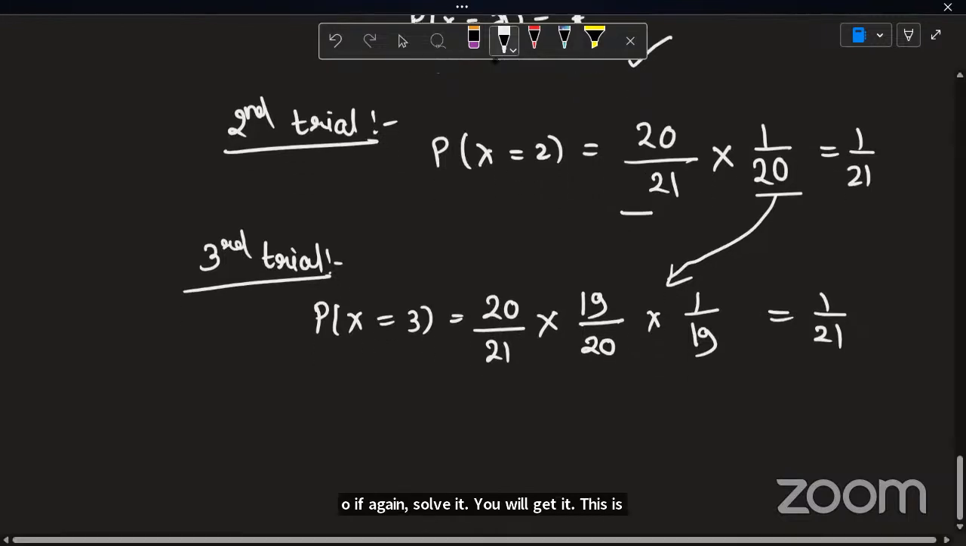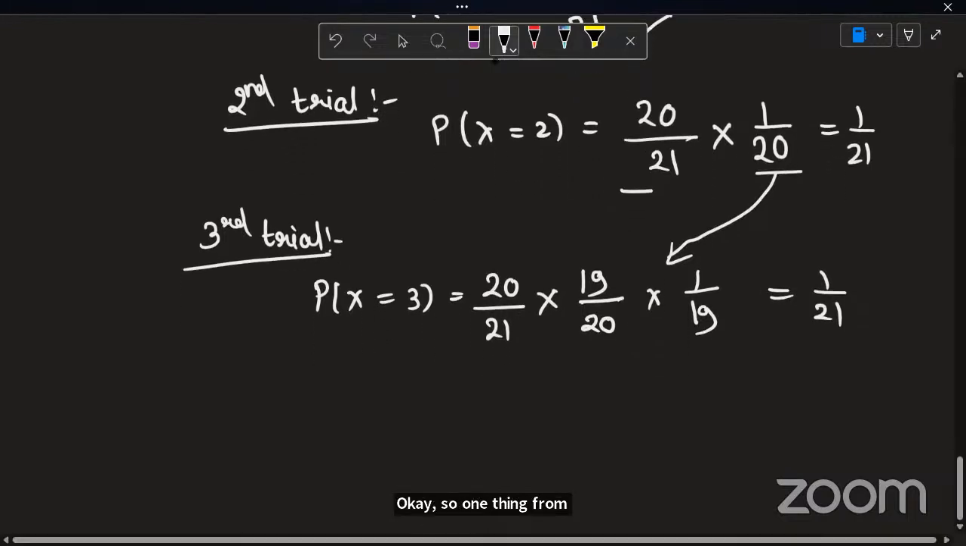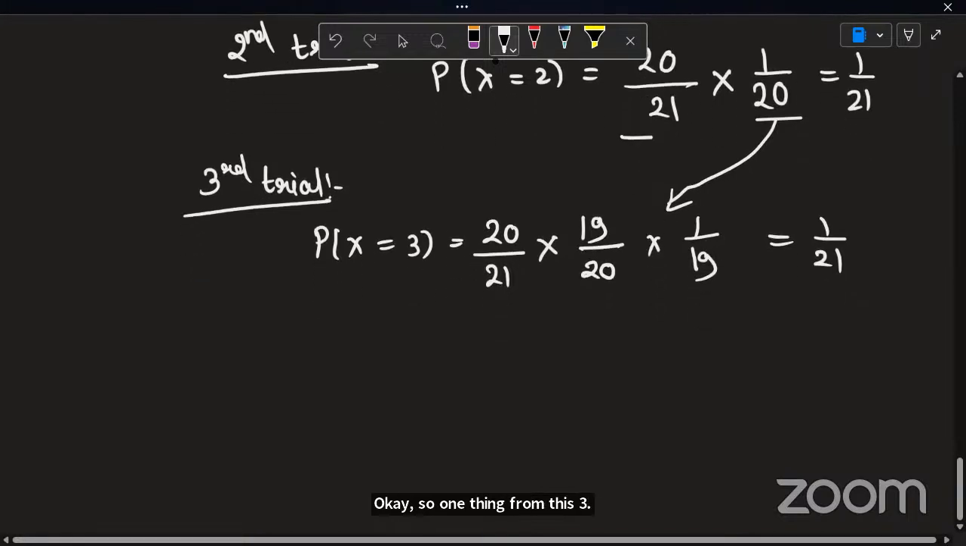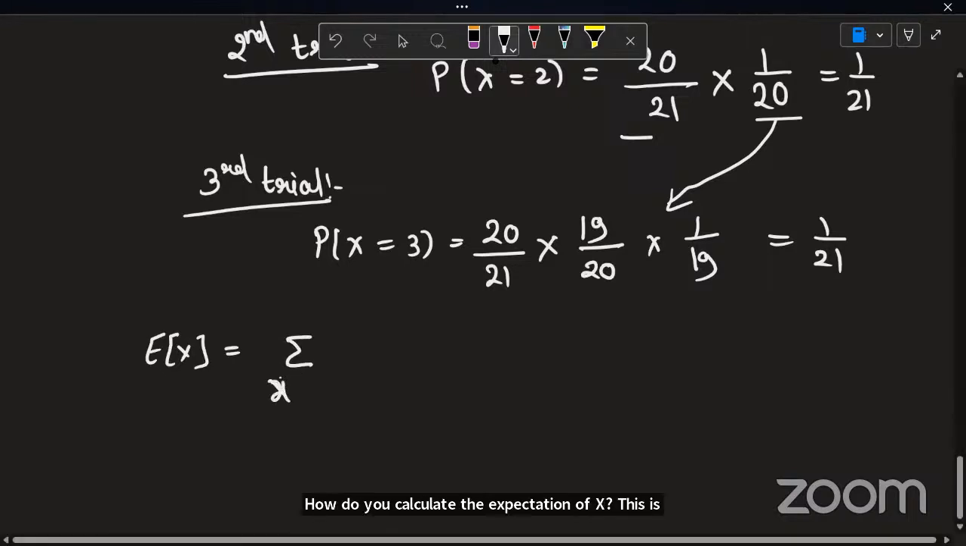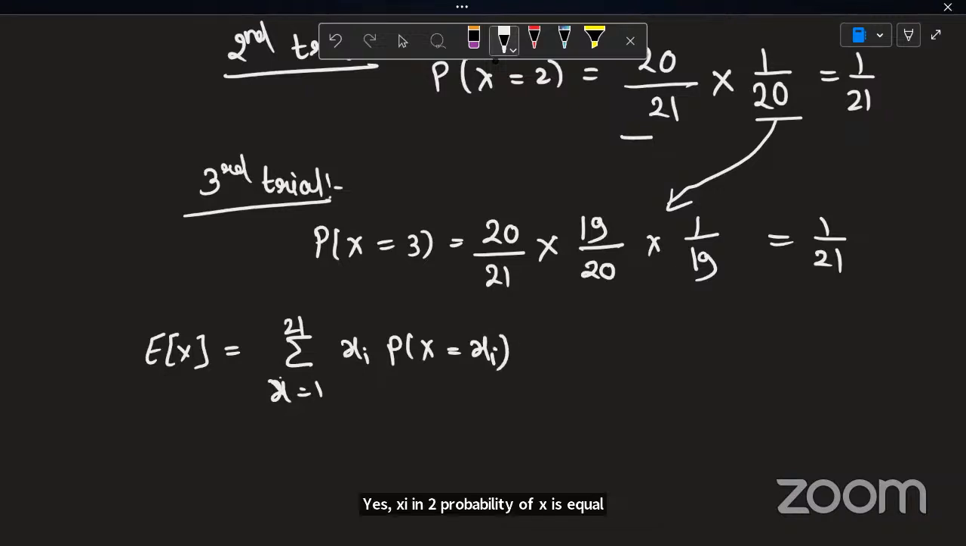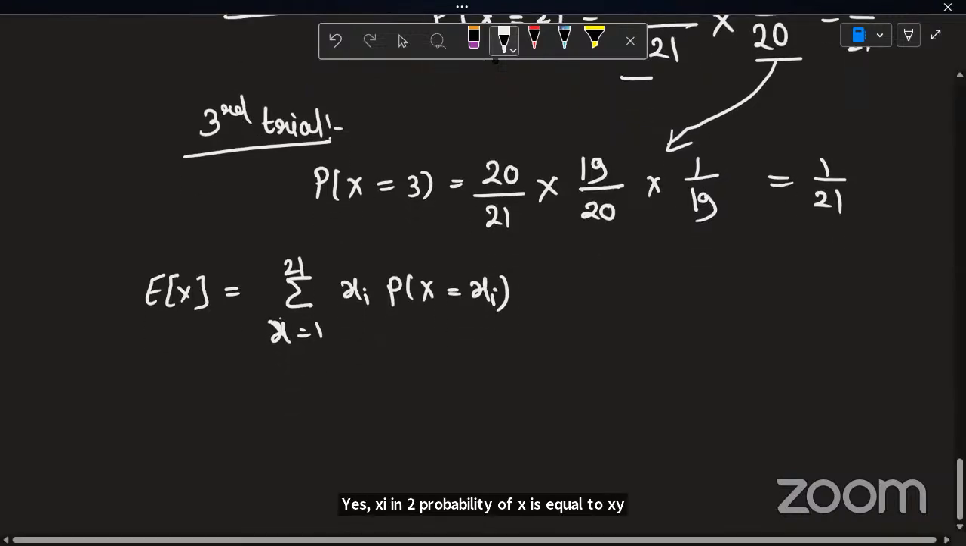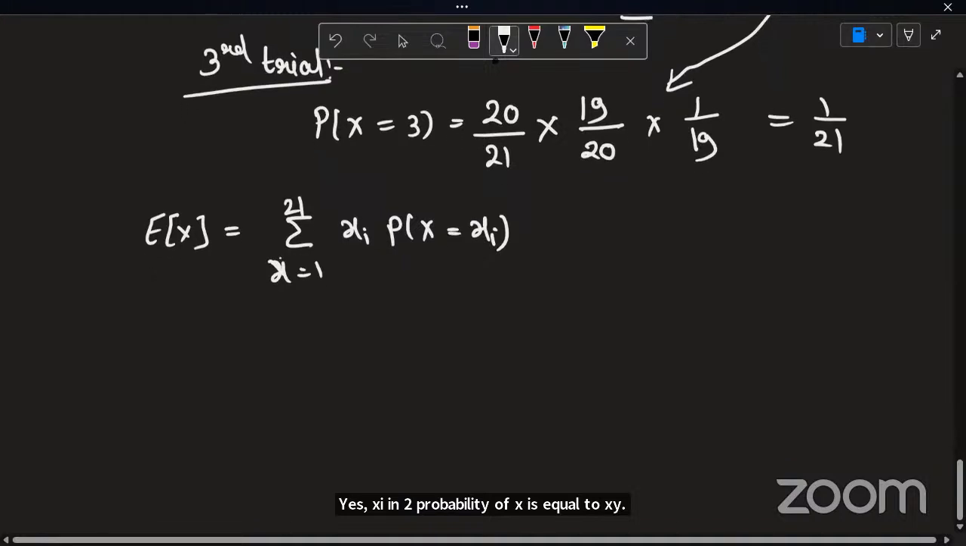So one thing from these three trials, you got that he has 21 trials and the probability for each and every trial is 1 by 21. So what is the expected number of trials he should do? Expectation of x, how do you calculate it? It is the summation for x equal to 1 to 21 of xi into the probability of x equal to xi, right? This is what you do to calculate the expectation.